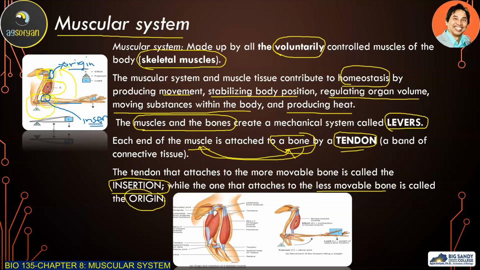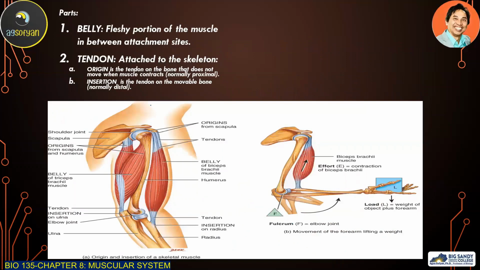The middle part of the muscle itself is called the belly. So belly, origin, and insertion. These are the three parts of the muscle that attach to our bones and move our bones, our skeleton. So again, this is the schematic picture of this muscle part.